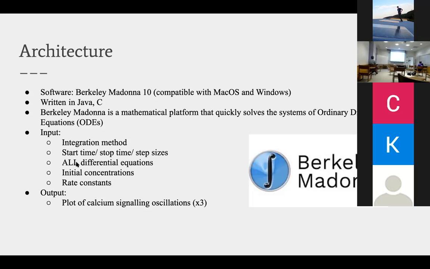Every single part of the cell needed a differential equation. So I had one for the mitochondria, the endoplasmic reticulum, the IP3 receptors, and the cytosol. Then I needed initial concentrations of how much calcium was in each of those places in order to perform those equations, and some rate constants, because there are laws within the cell of how fast or how much the calcium can go, so there are different constants within those rates. Eventually this outputted a plot of those calcium signaling oscillations, and it showed me each part of the cell. I can zoom into different places, everything like that. And I did this in 3 different models.